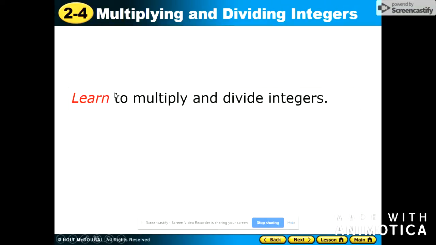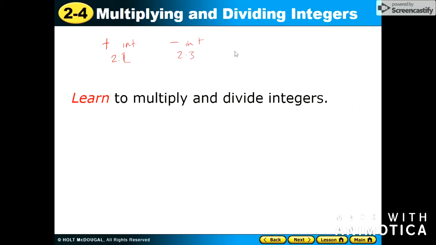Hey, 7th graders, welcome to 2.4, which is on multiplying and dividing integers. Before, we had broken up adding and subtracting integers into two different sections. So adding integers was 2.1, or maybe it was 2.2, and subtracting integers, I think, was 2.3.